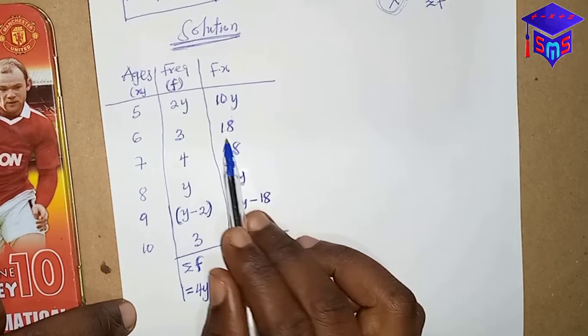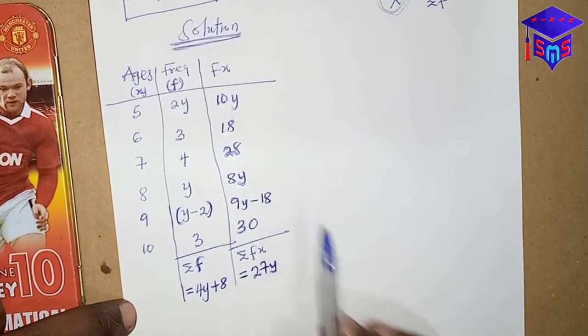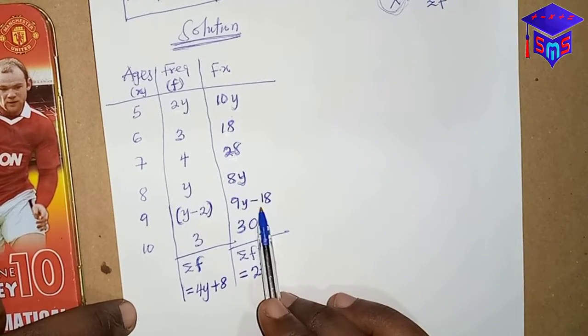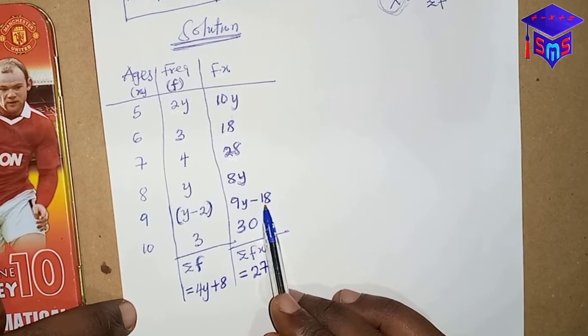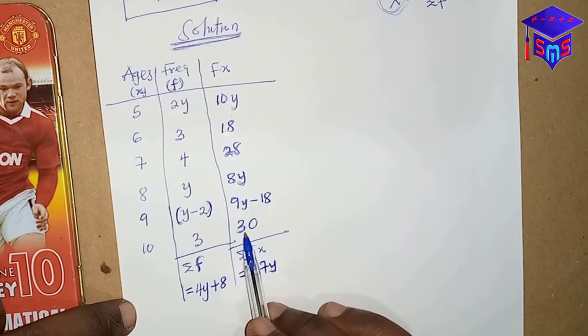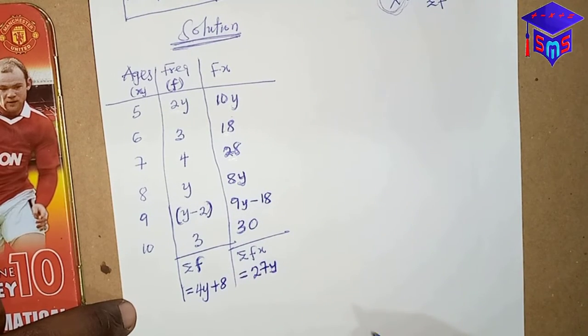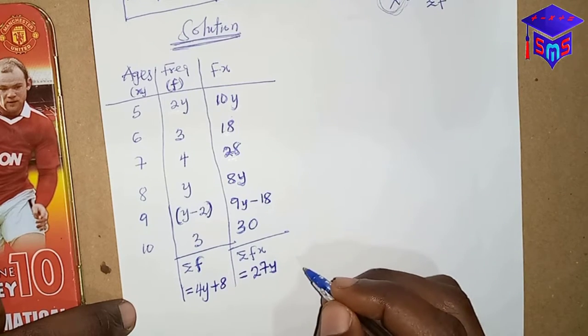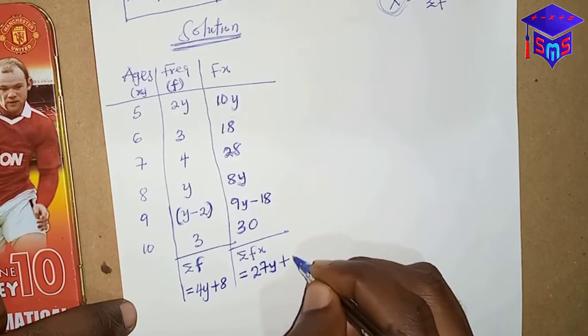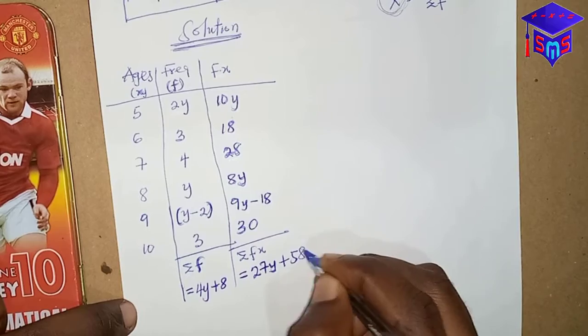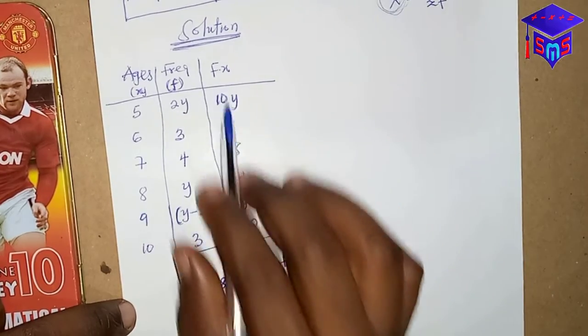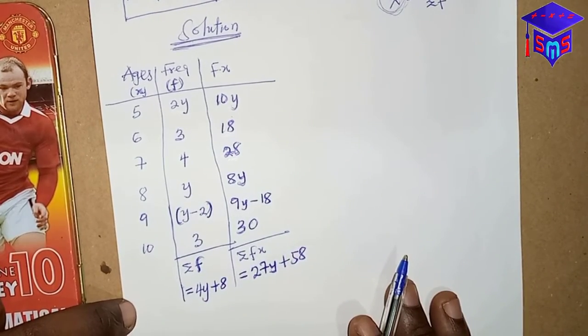And then 18 plus 28 should give us what? 46 minus 18 should give us what? 28 plus 30, okay, that should be giving us what? 58. So that is what we are getting for sigma fx.